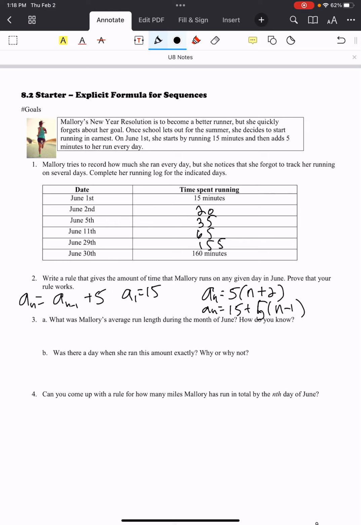Okay, I want to talk about these. Now, we've got 2 types of rules. So whether you got these or not, both of these are going to work for any value. What I mean by that is, I'm just going to work down here. I just want you to watch, though. Was there a day when, okay, what was the average? 75. Okay, was there a day she ran that exactly? Yes. Yeah, day 13.